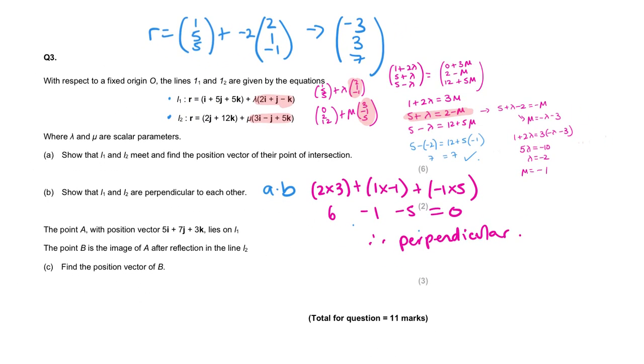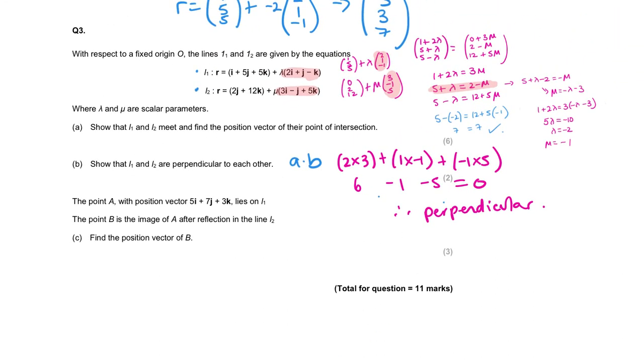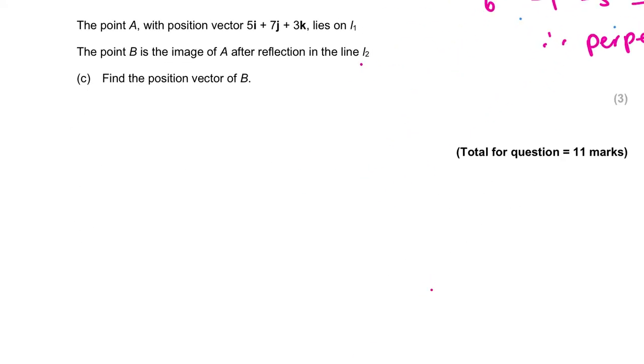And then the last part of the question: the point A with position vector (5, 7, 3) lies on L1. Okay, so this point lies on this line. The point B is the image of A after reflection in L2. Okay, I am going to have to draw this. It's going to take me a moment, but I'm going to have to draw this, to show a visualization of what's happening.